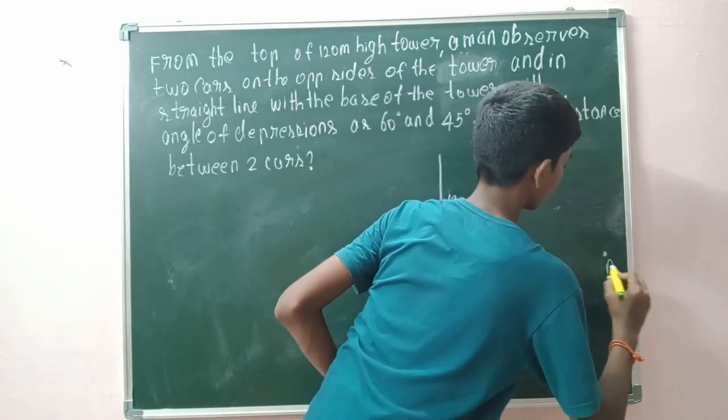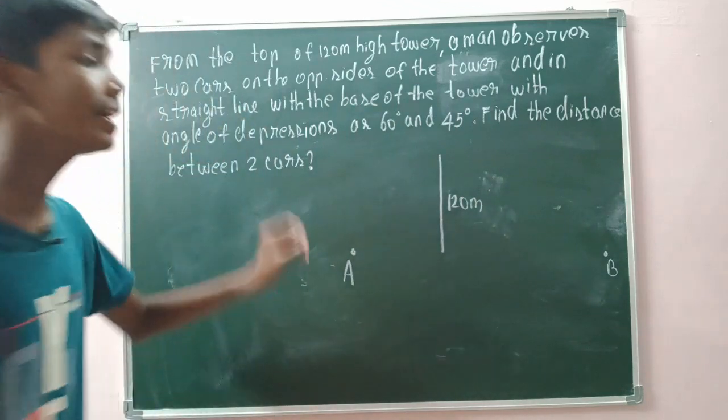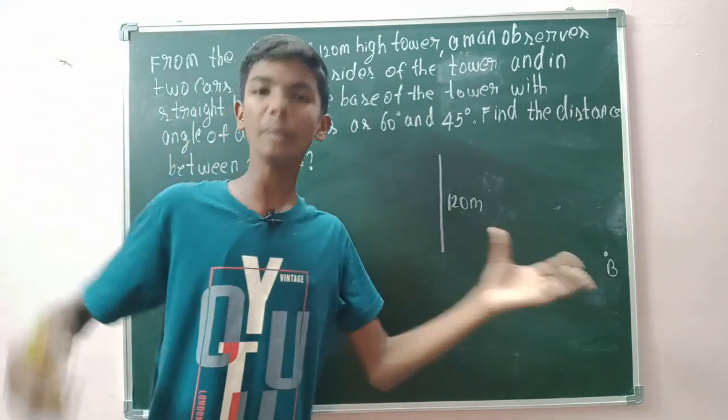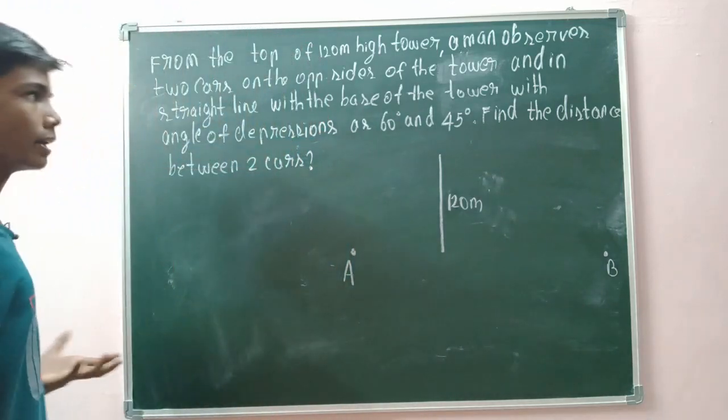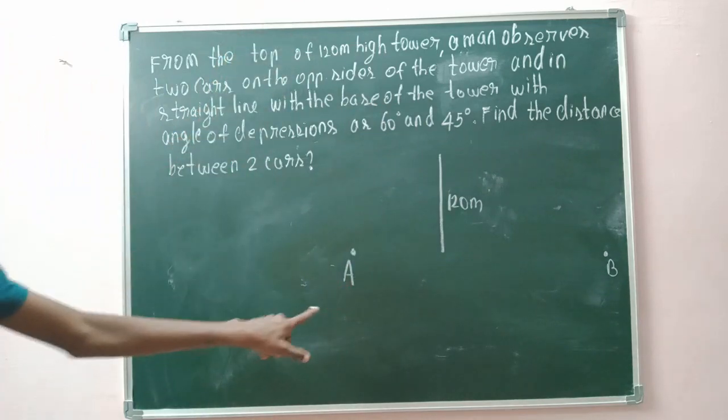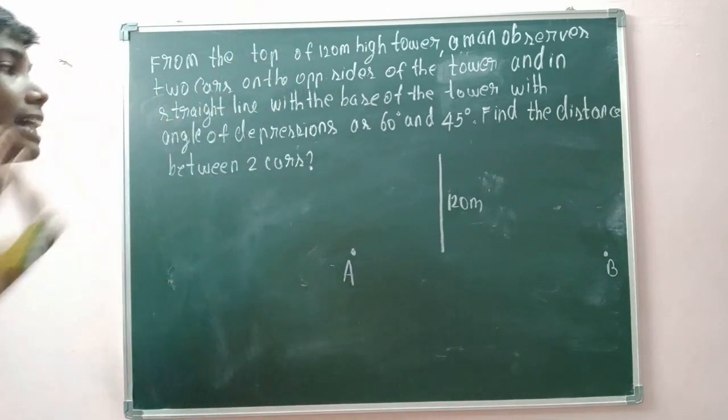Car 2 is B, so it is located at point B. From this point, that man observes two cars on either side, that is car A and car B.